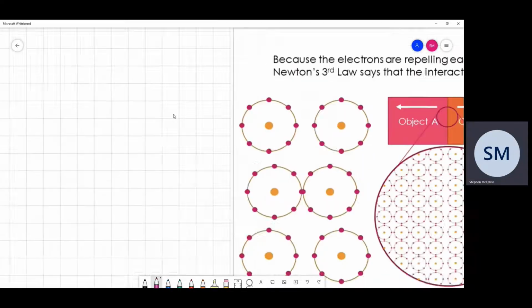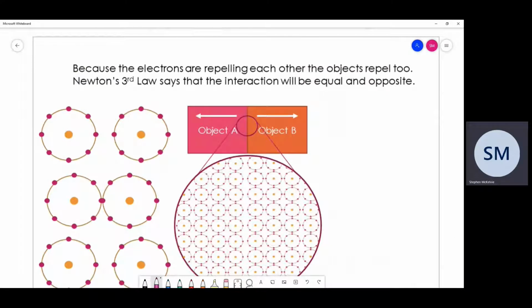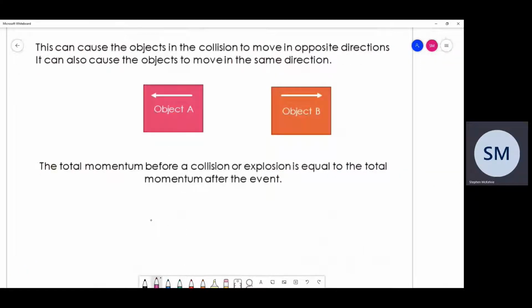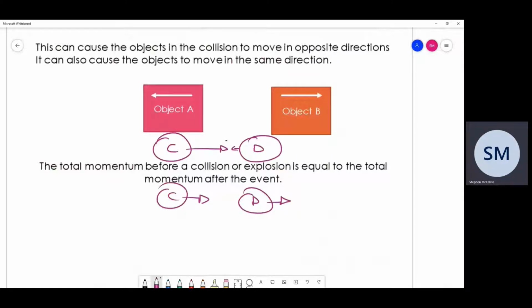This can help us explain why collisions can happen. Because the electrons are repelling each other, the objects will repel too. Newton's third law says that the interaction will be equal but opposite in direction. This can cause objects in the collision to move in opposite directions, but this repulsion can also cause objects to move in the same direction. So if I had another object, object C, and it bumped into object D that had very little velocity in that direction, then they could end up going the same direction afterwards. But it's all because of the force of repulsion when the two objects meet.